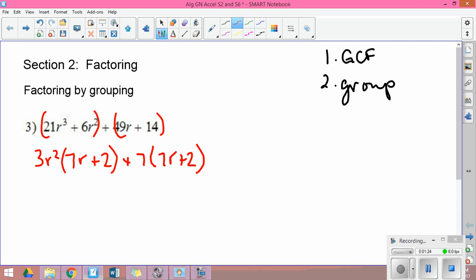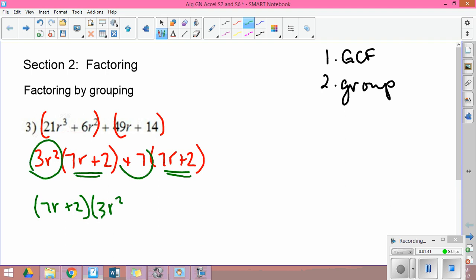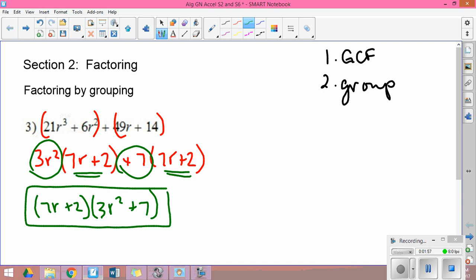Now this is great because then these back factors actually now are greatest common factors, so I can pull them out. And when I pull that out, it leaves 3r squared plus 7. And when I say pull out, remember we're undoing distributive property, so we are dividing. There are no common factors between 7r and 2. And there's no common factors between 3r squared and 7. So that is my final answer.